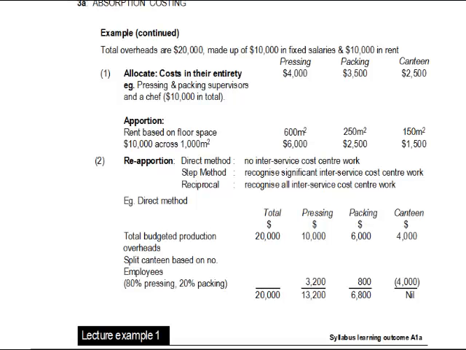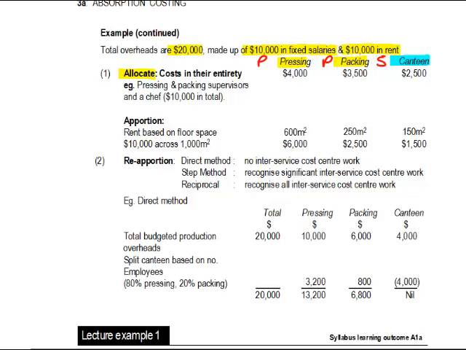So we've got some overheads. Say total overheads are $20,000 and they're going to be made up of $10,000 in salaries and $10,000 in rent. The first thing we can do is allocate costs in their entirety to the different departments. So we've got pressing and packing. Those are our production departments, and then we've got the canteen, which is a service department or a cost centre. Now all of those $10,000 salaries have been allocated in their entirety to the three different supervisors because they all work in different places, so we can put those where they work straight away. So there's no need to do any sharing out there.